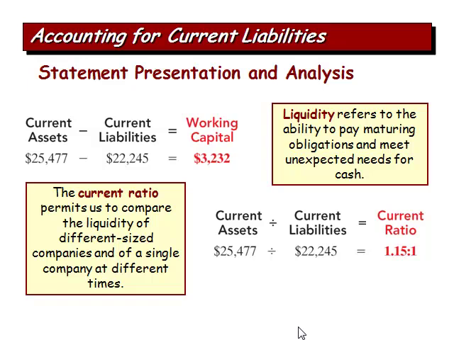And we also compute the current ratio, which is the current assets divided by the current liabilities, and here it's 1.15 to 1. So again, the larger the current ratio, the better our liquidity is, better our ratio of assets to liabilities, current ones are. We can use the current ratio to let us compare liquidity for different size companies and also for the same company over different periods of time. If you see a trend that the current ratio is declining, management or shareholders need to find out why that's declining.